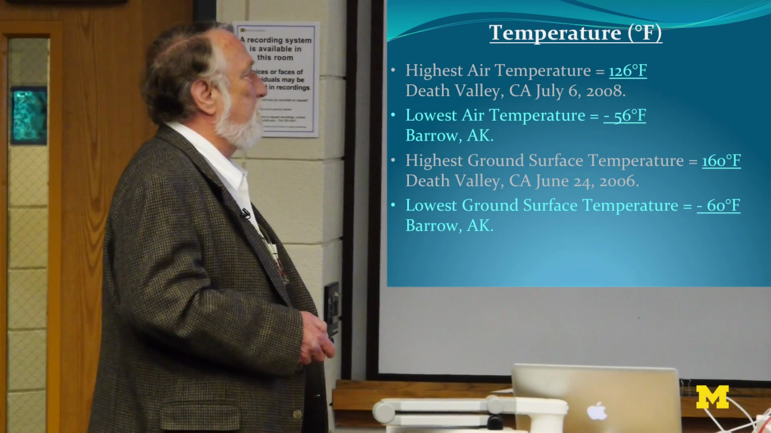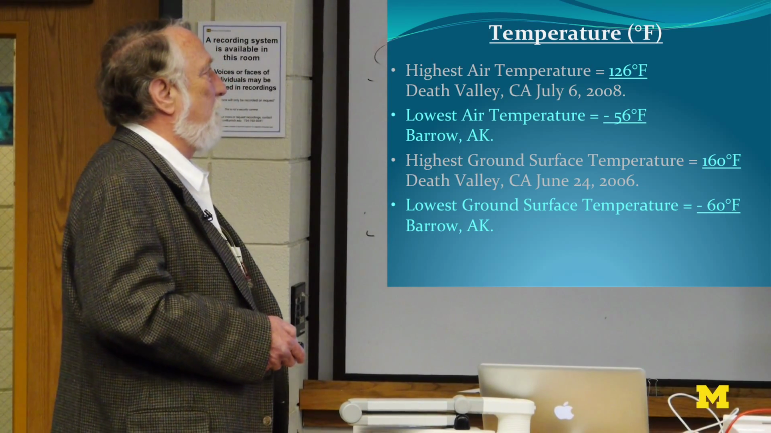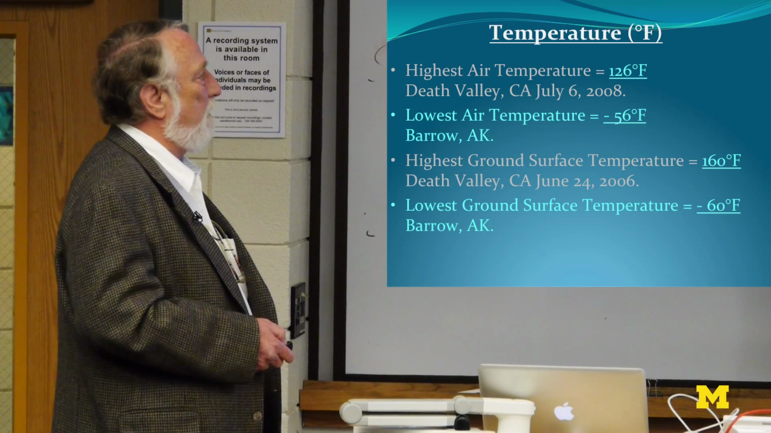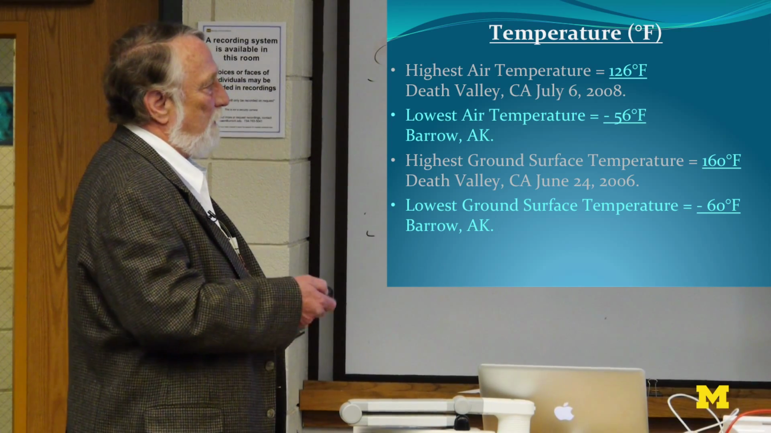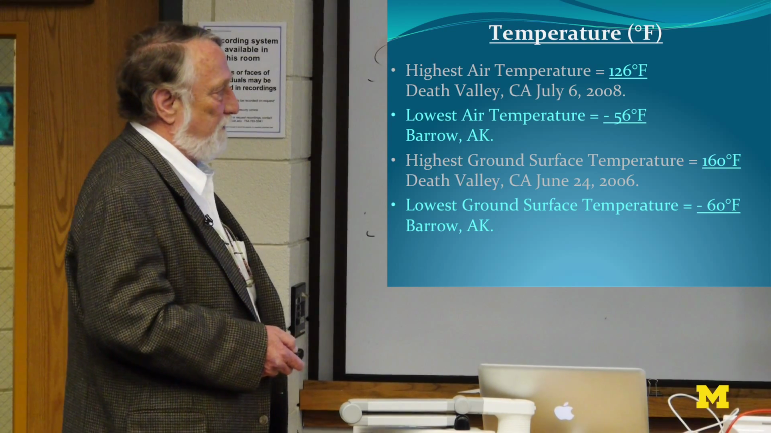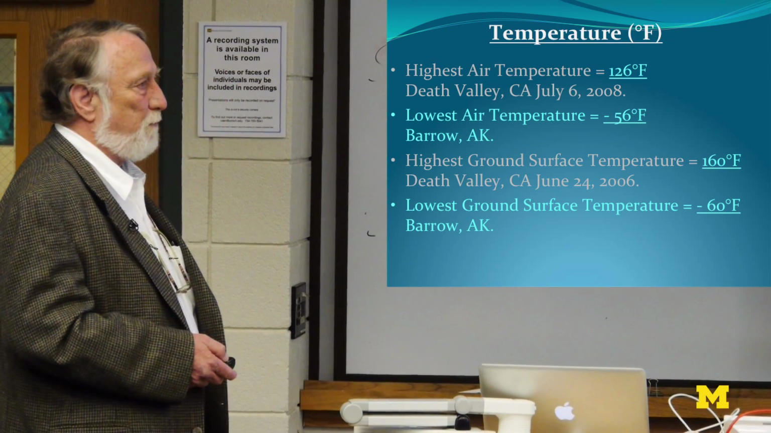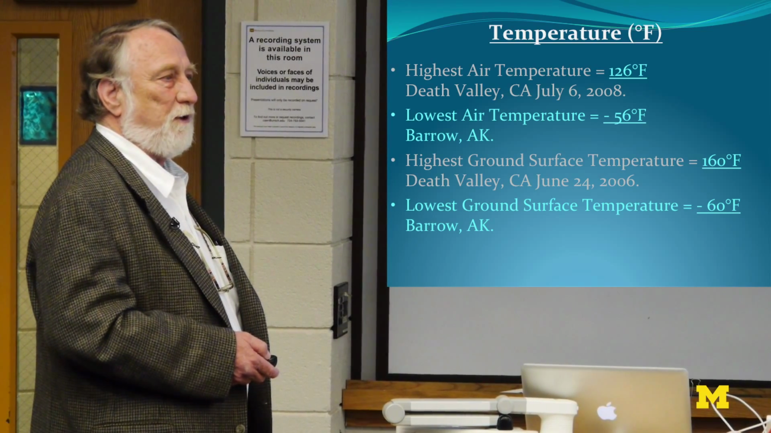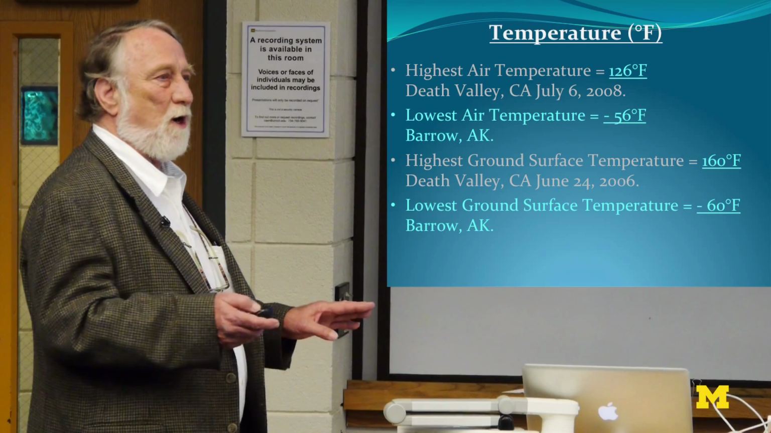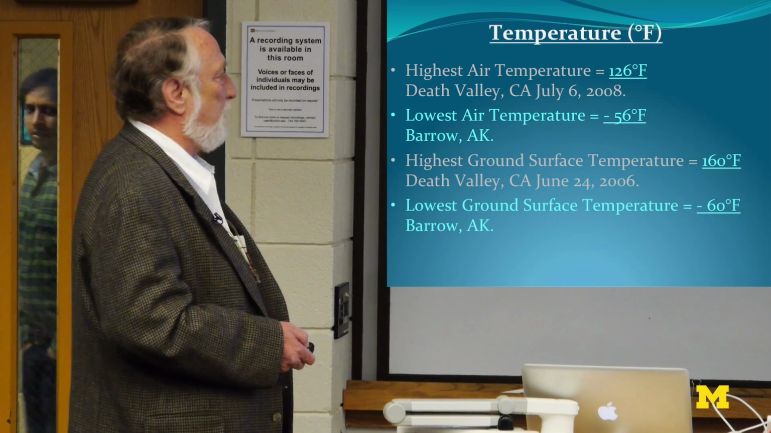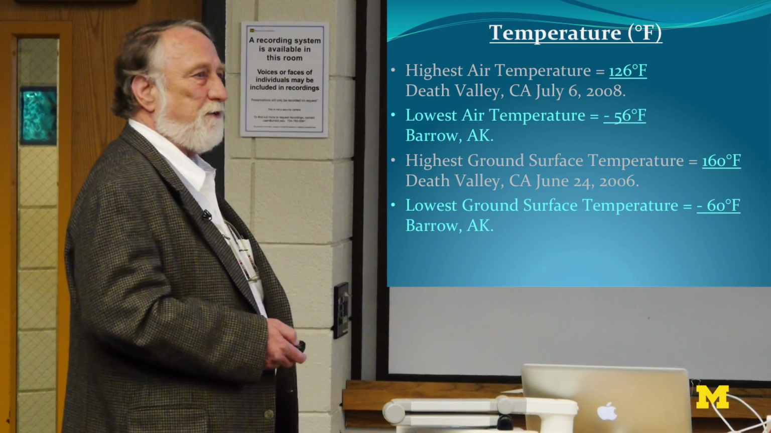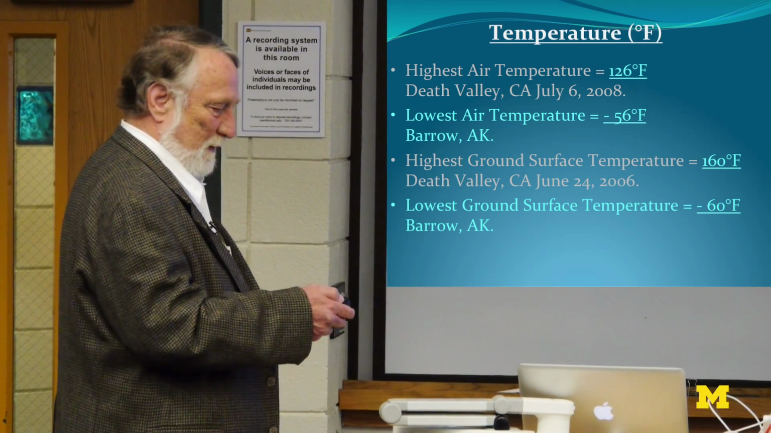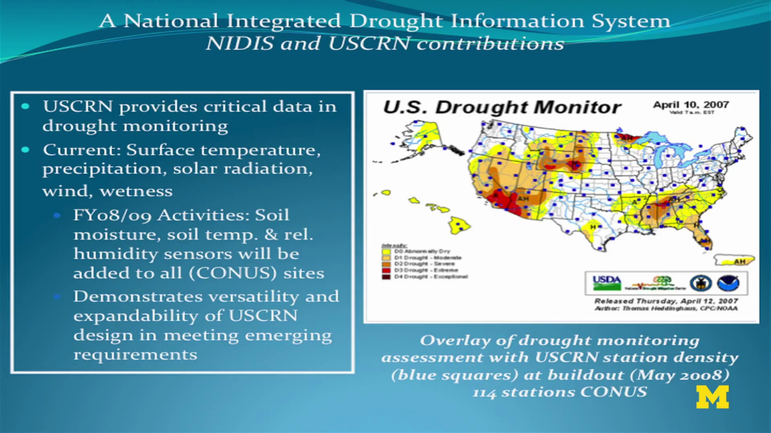Some of the records we've seen: 126 degrees for an air temperature in Death Valley. The lowest temperature we've seen is -56 in Barrow. We've seen ground surface temperature actually higher than 160. There were a couple in Texas, where they had a pretty extreme drought in 2010, 2011, and we saw 175 degrees for a surface temperature there. Just no water there at all in the ground. And the lowest ground surface temperature, again at Barrow, Alaska, was -60. So that's pretty remarkable to see these types of numbers in the atmosphere.